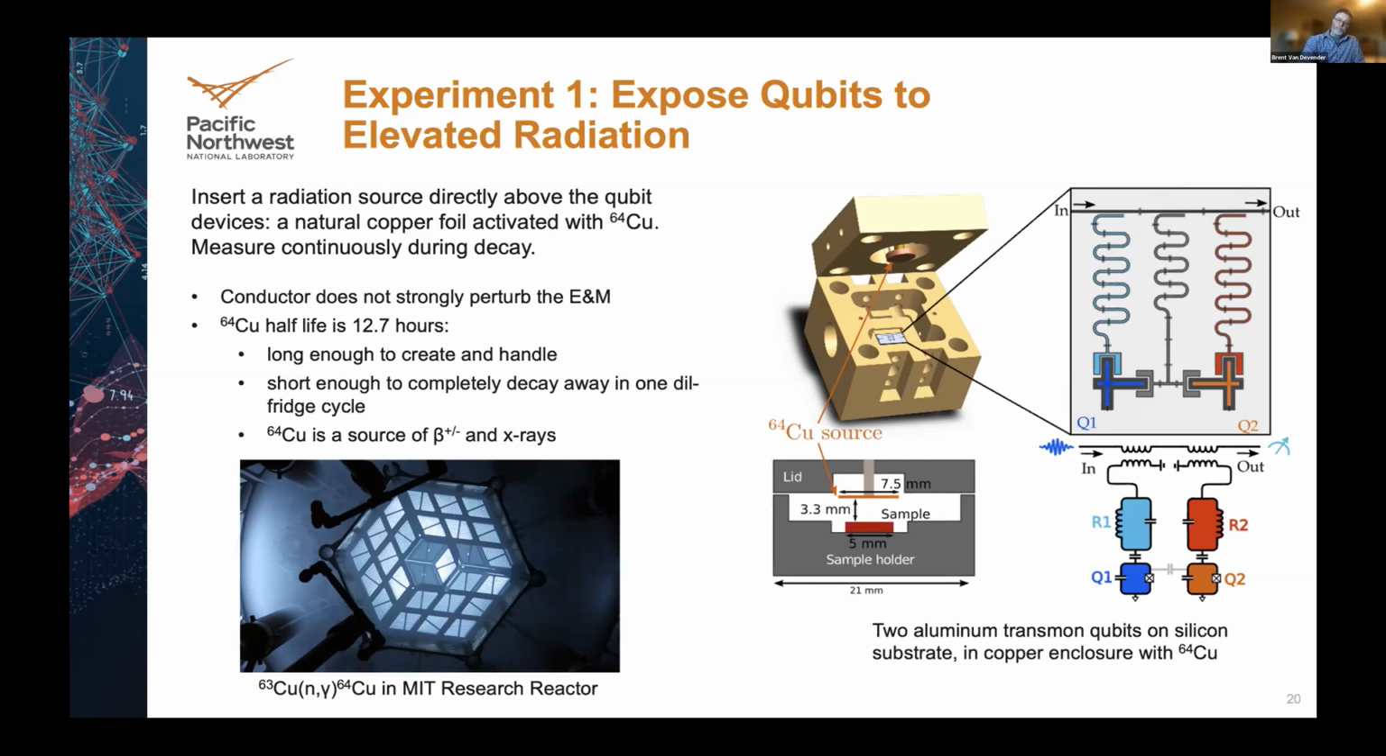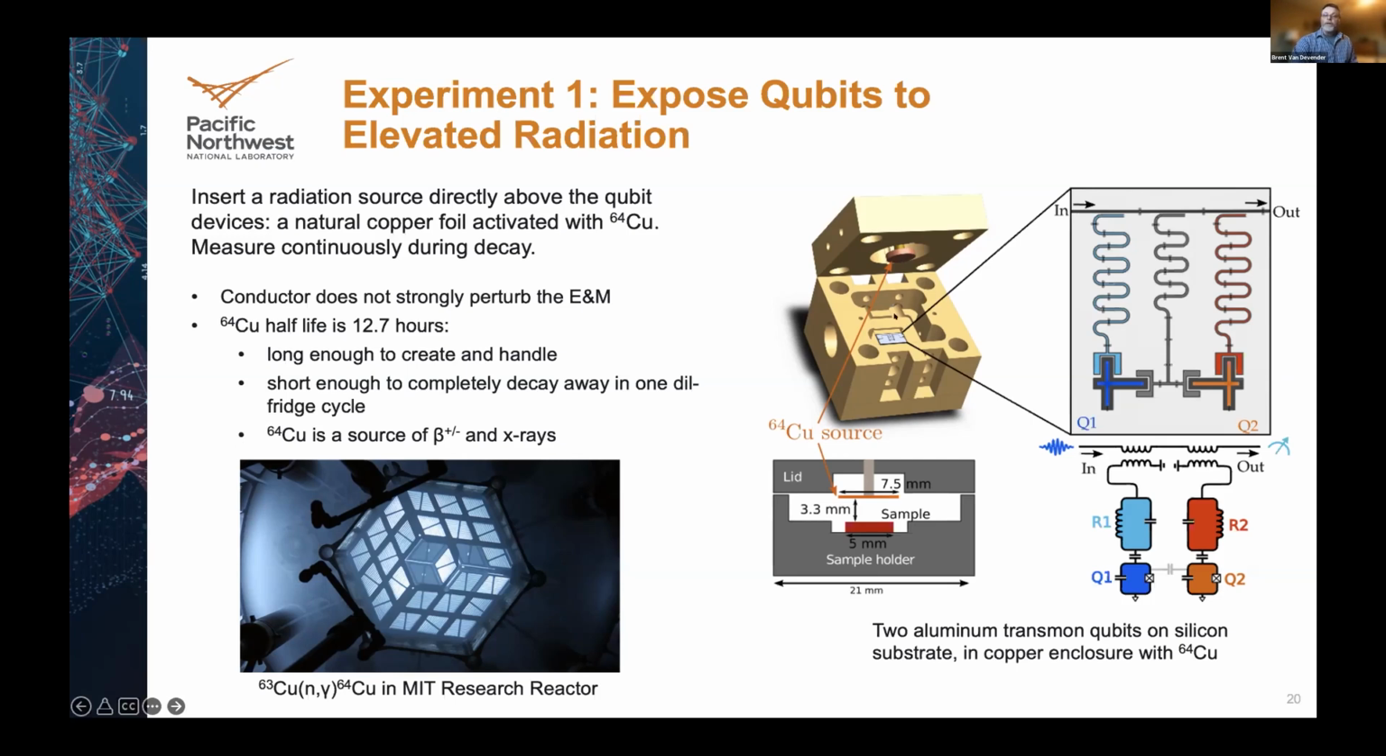That's perfect. First, it's copper, so that when you put it near your qubit device, it still has the same electrical properties. You won't have disturbed the electrical environment, which is important. It's got a long enough half-life that you could make it, get it installed in your experiment, and cool down your refrigerator, which can take up to 24 hours, and still have enough activity left to watch it decay away to nothing, but short enough that it will decay in one experiment cycle.